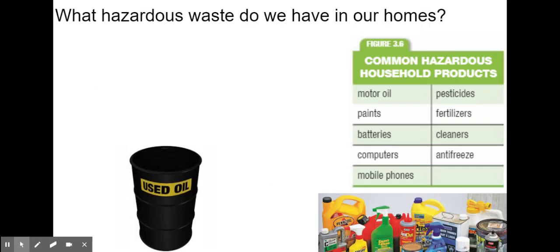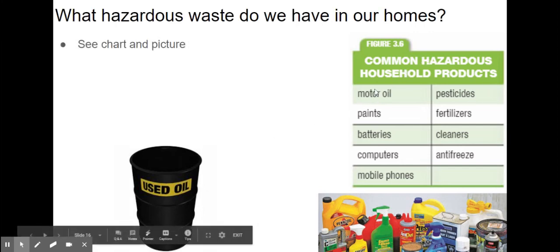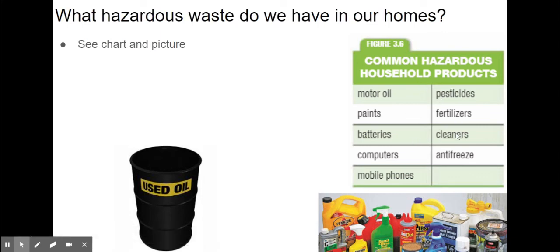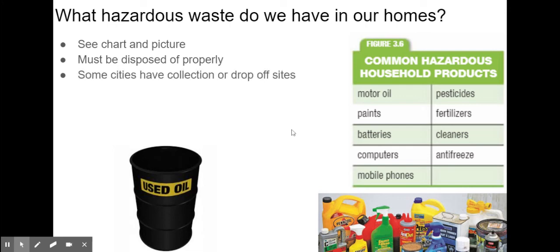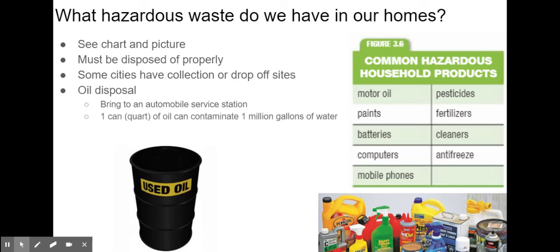What hazardous waste do we have in our homes? See the chart in the picture. Some of the common hazardous wastes we have are motor oil, pesticides, paints, fertilizers, batteries, cleaners, computers, antifreeze, and mobile phones. They must be disposed of properly. You can't just throw them in the trash. Some cities have collection or drop-off sites. For oil disposal, bring it to an automobile service station. One can or quart of oil can contaminate 1 million gallons of water.